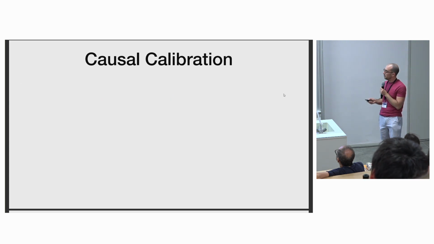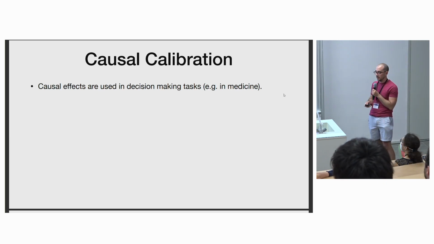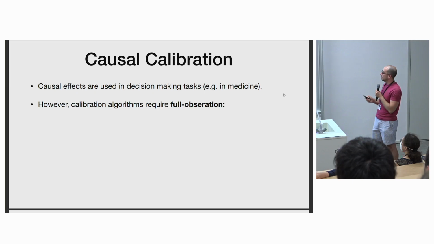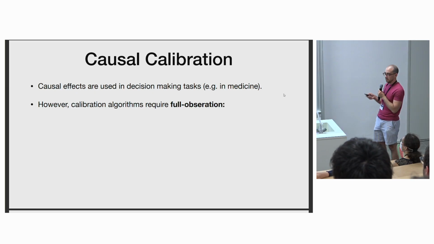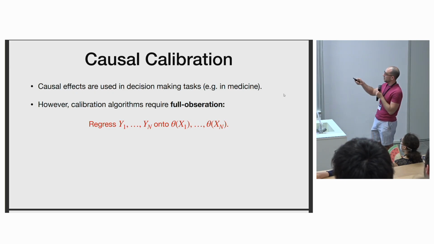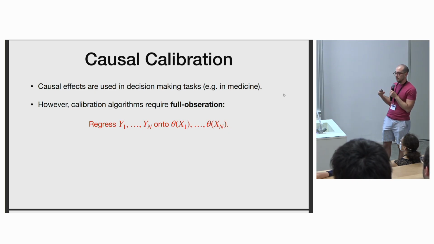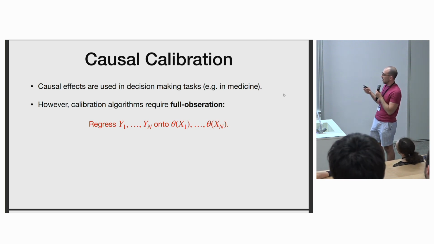Given what we know about calibration, since these causal effect estimates are being used in decision-making pipelines, we should ensure they're calibrated. However, this is where we reach somewhat of a problem. Almost all calibration algorithms require what I'm calling full observations. What does that mean? Algorithms like isotonic calibration, histogram binning, even something simple like Platt scaling, all involve regressing observed outcomes, y1 through yn, onto the predictions of a model. This gives us a post-processing that guarantees, at least as I get many calibration samples, I can put this at the end of a model and it will make it calibrated.